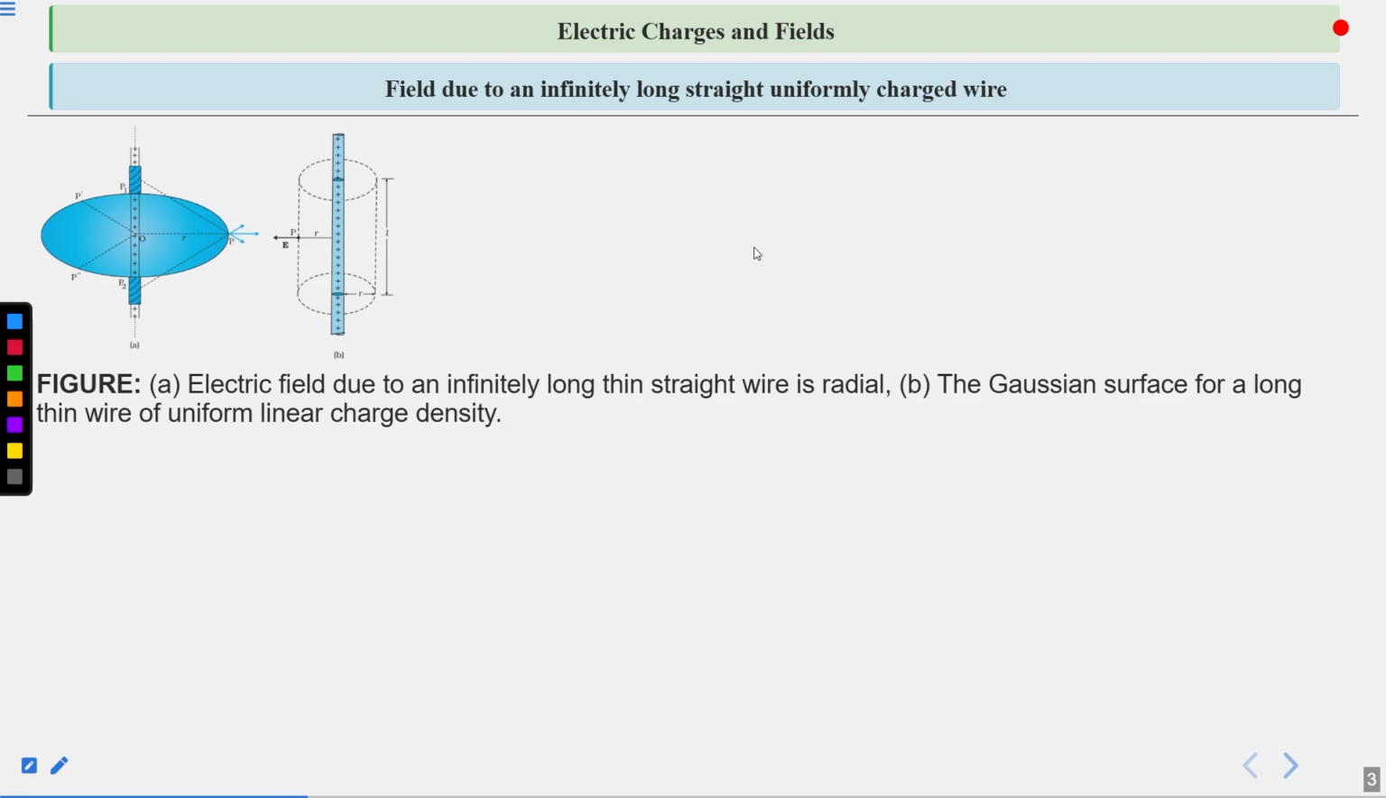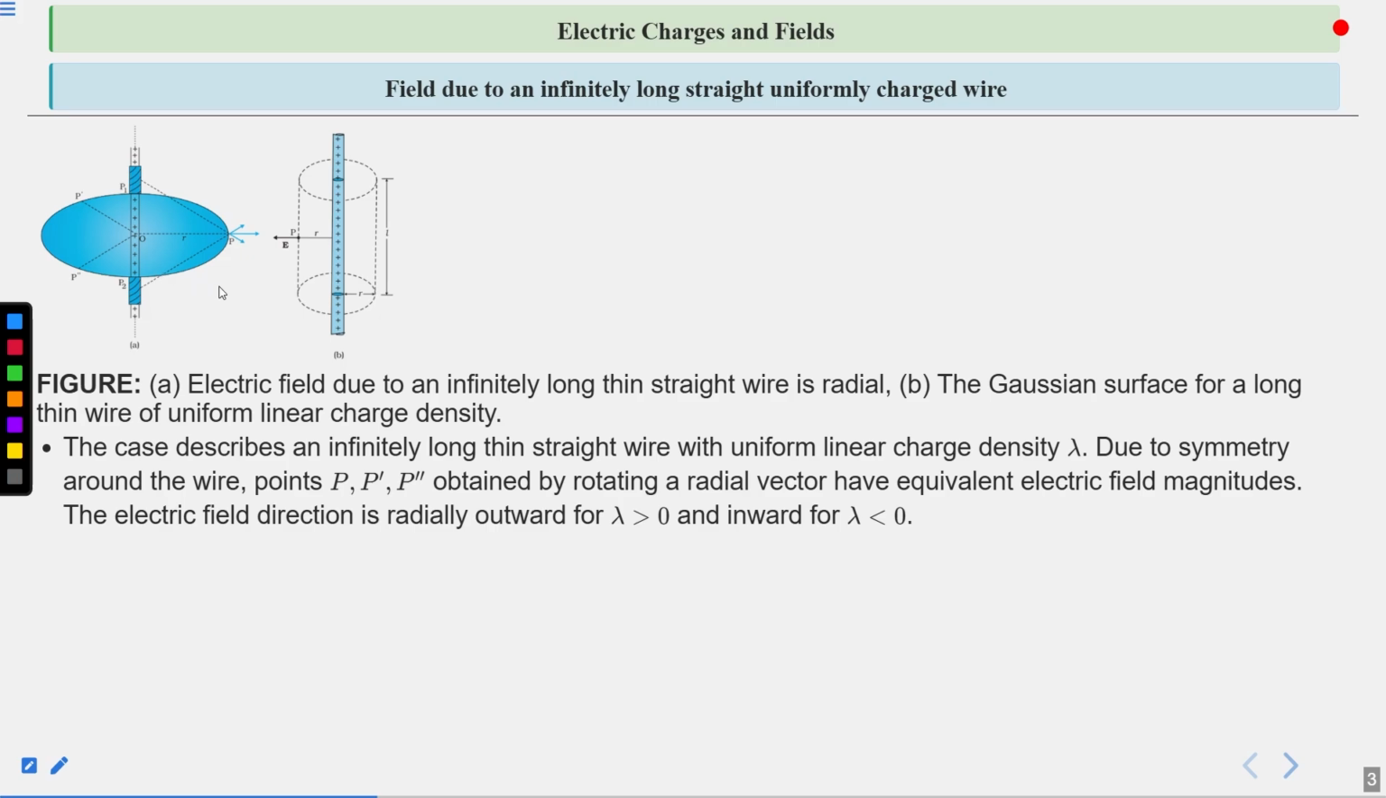So, imagine a very long, uniformly charged wire. Suppose we have a very long, meaning infinite, wire. Look at figure B. We have an infinitely long charged wire, so long that its ends don't matter. So this is infinitely long. Let the linear charge density of this infinitely long straight wire be lambda. The case describes an infinitely long thin straight wire with uniform linear charge density lambda.